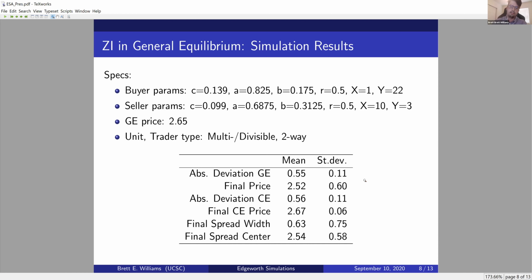The final spread center is a little shy of the general equilibrium price. You'll notice that the absolute deviation from the general equilibrium price is about 0.55. As in the partial equilibrium version of ZI, it bounces around quite a bit, but it seems to center decently well around the general equilibrium prediction.